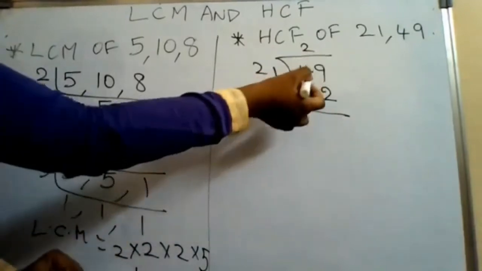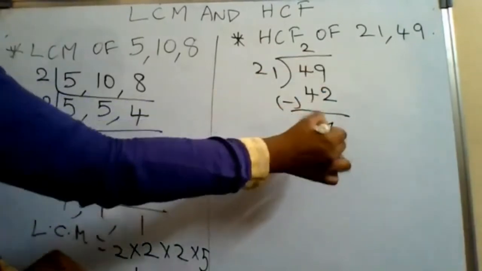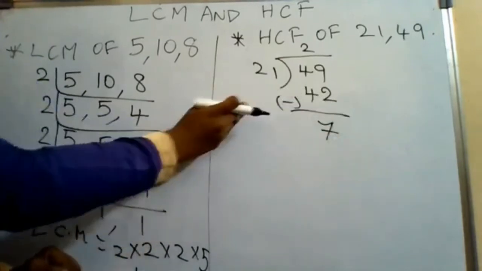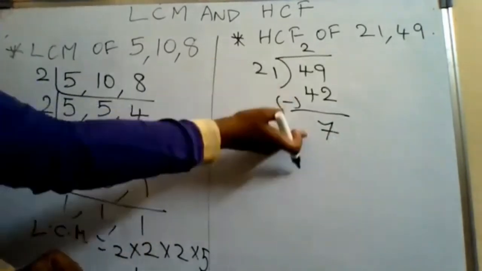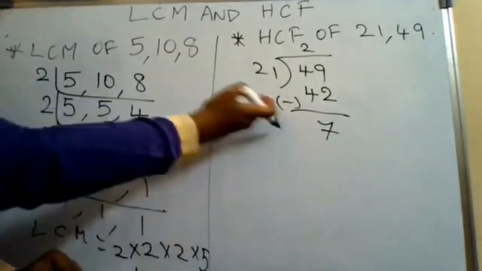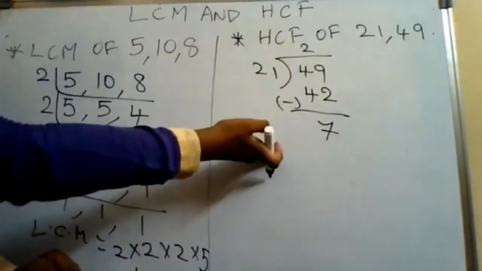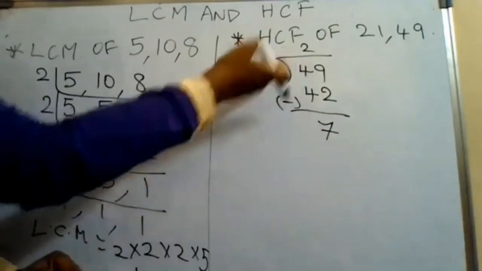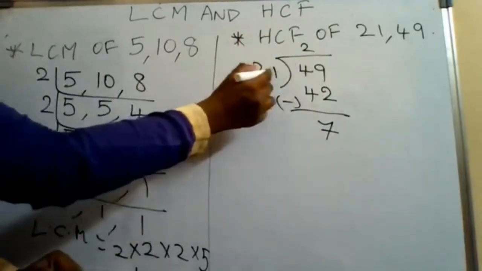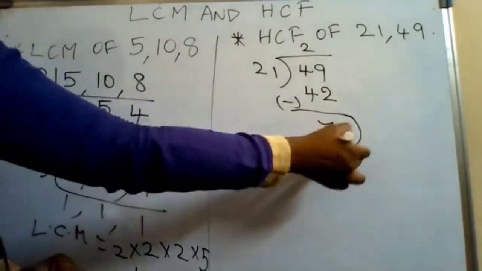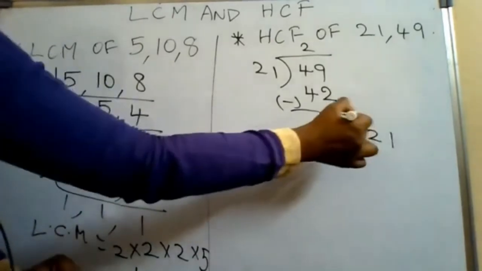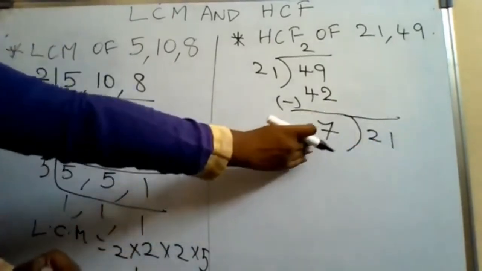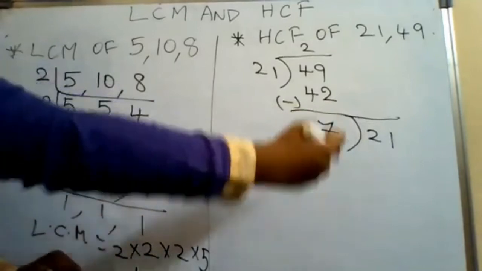What is the subtraction of 49 minus 42? That is 7. Now just check for yourself. 21 will not go into 7. This is not possible. That is the only thing which changes in the HCF. So what do you do to divide this? You do nothing. Just take this divisor and it will become the dividend. So 21 will go inside, and this 7, which is the remainder, will become the divisor.